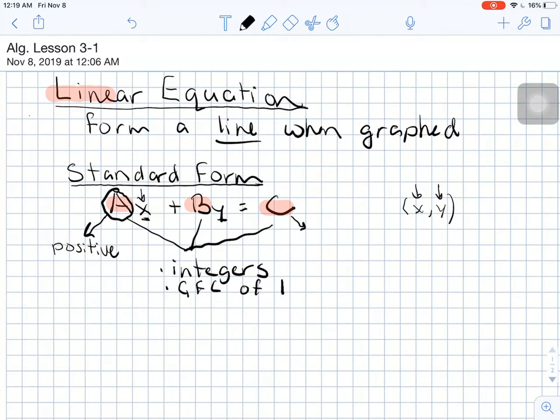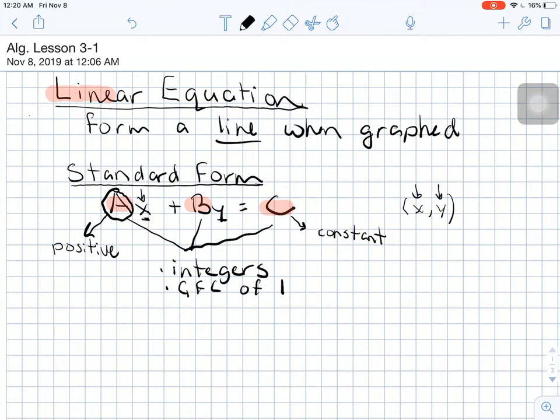C, notice there's no variable. So that is what we call a constant. That will always just be a number sitting there. One thing that's important about this is A and B cannot both be 0. If they're both 0, then you would end up basically wiping out the entire left side of your equation, and your equation would fall apart, and we don't want that.